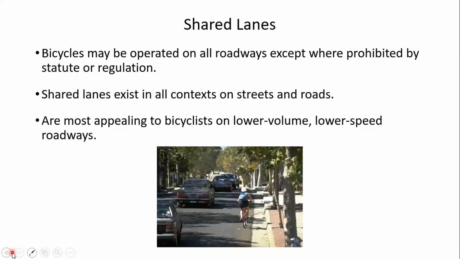Shared lanes are one type of bike facility. Of course, bicycles may be operated on all roadways except where they're prohibited by statute or regulation. So pretty much all roadways where bikes are permitted would be considered shared lane bicycle facilities. And they exist in all contexts on streets and roads: urban, rural, suburban, a variety of different situations. They're most appealing to bicyclists on lower volume, lower speed roadways and streets.